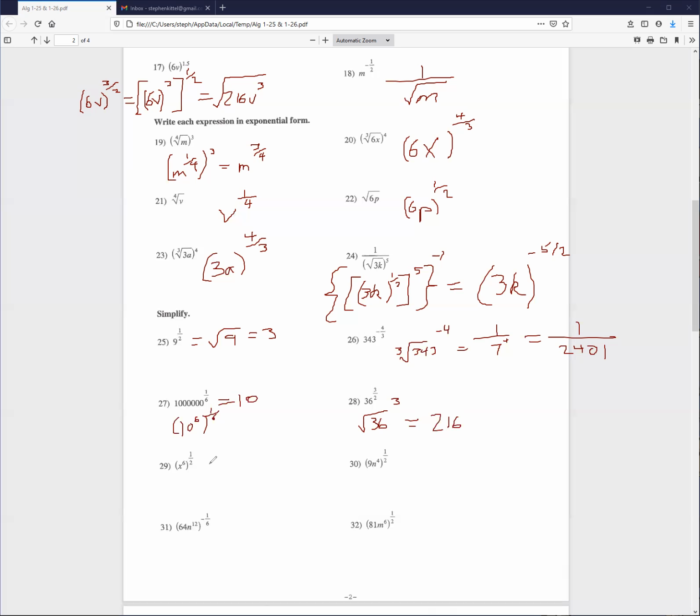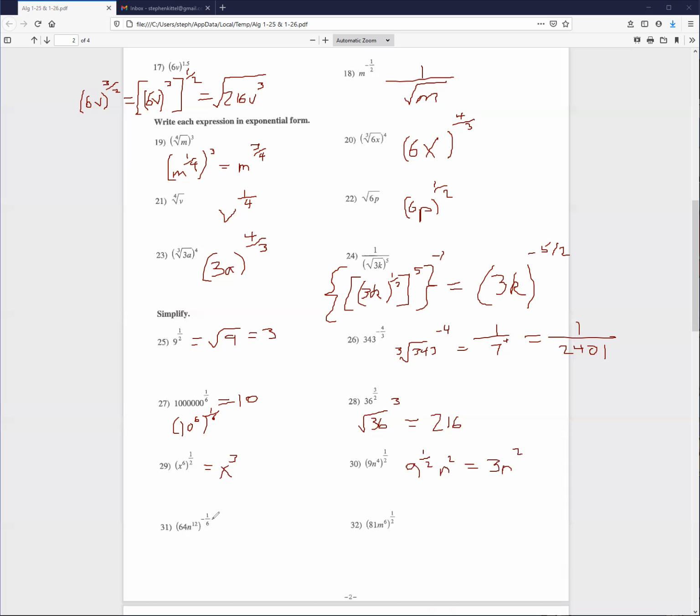X to the 6th to the 1/2, just power to a power rule. We'll treat that as x cubed. 9n to the 4th to the 1/2. So it's 9 to the 1/2, n to the 4th to the 1/2, which is n squared. All right, and this is the question we had right over here. So that's just a 3, 3n squared.